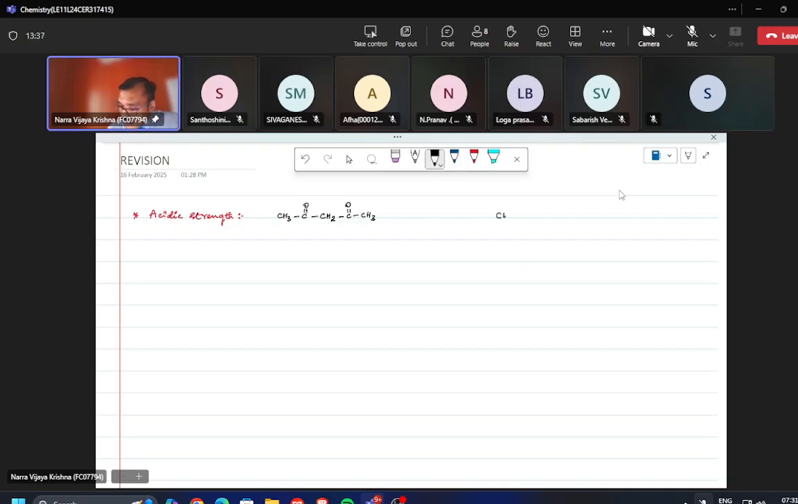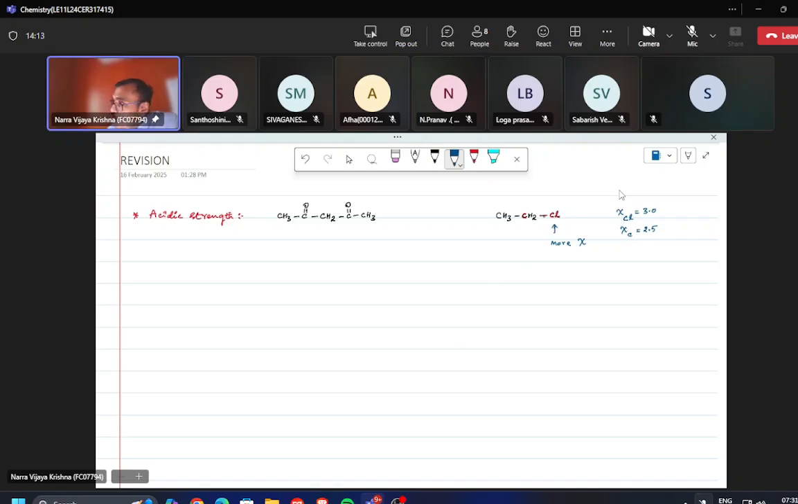Now say this. I have taken CH3, CH2, single bond, chlorine. Here, carbon and chlorine are connected to each other via a single bond. Correct? Now, is this chlorine a more electronegative atom or not? This is a more electronegative atom. Electronegativity is indicated by the symbol chi. The electronegativity of chlorine is 3. The electronegativity of carbon is 2.5.